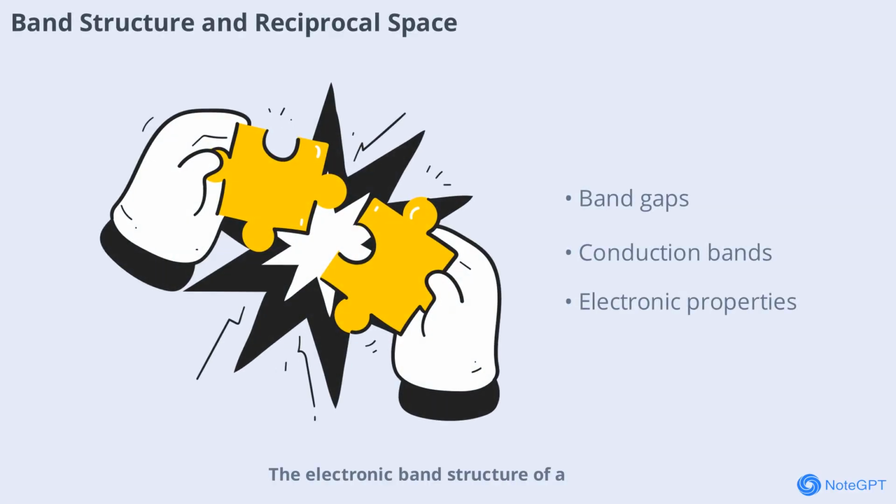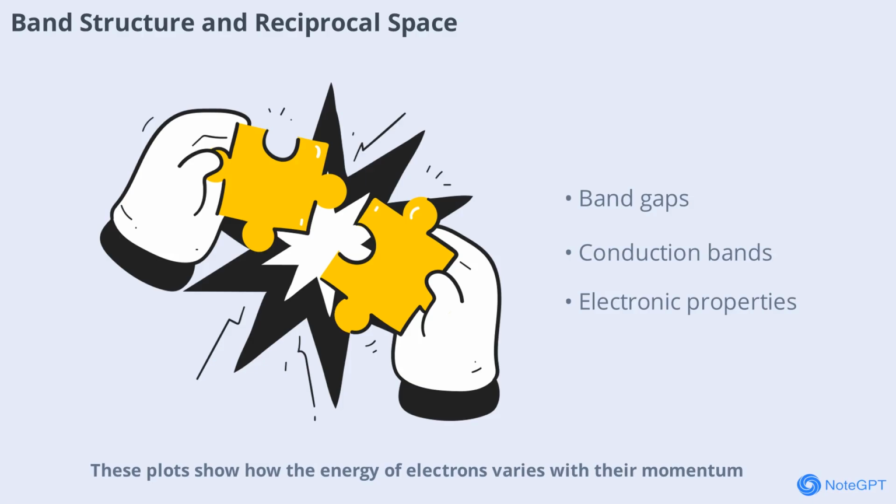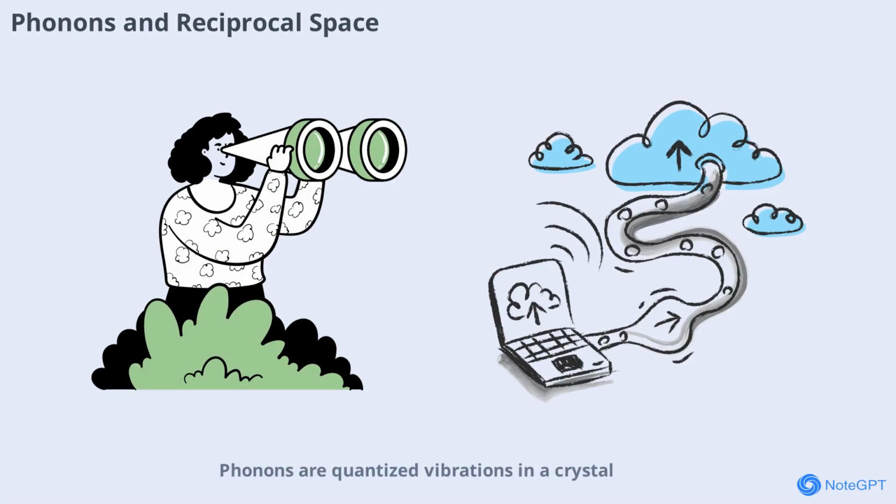The electronic band structure of a material is typically plotted in reciprocal space. These plots show how the energy of electrons varies with their momentum, revealing important features like band gaps and conduction bands. By analyzing band structures in reciprocal space, scientists can design materials with specific electronic properties, such as semiconductors for computers and solar cells. Phonons are quantized vibrations in a crystal, and their behavior is best described in reciprocal space.